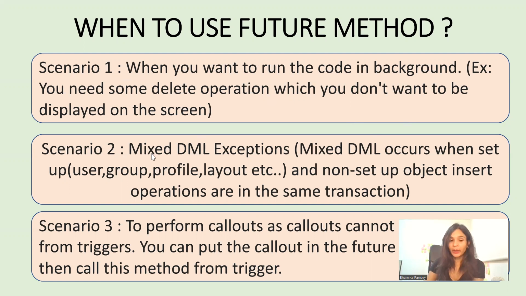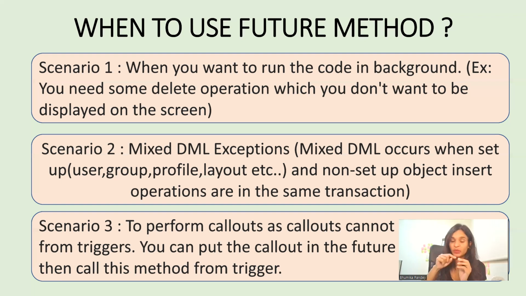Okay. The second one is mixed DML exceptions. Now, what is a mixed DML exception? Let's say that you have written a class, and in your class you have written 3 or 4 methods. Now, let's say you are inserting a user record, you are creating a user record in one of the methods of your class, and in the same class you are also inserting an account. So there are two things.